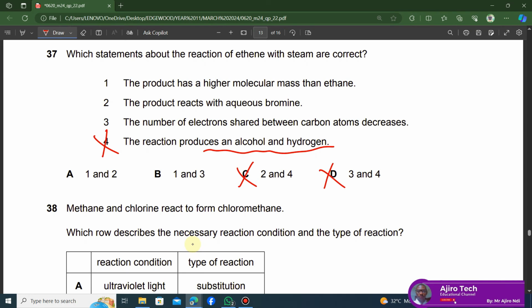The product reacts with bromine. The product doesn't have to react with bromine. So this is equally off. So you can see I just eliminated a lot of options, and I'm left with one single option that has saved my time. Okay, so that is how to go about the whole process.